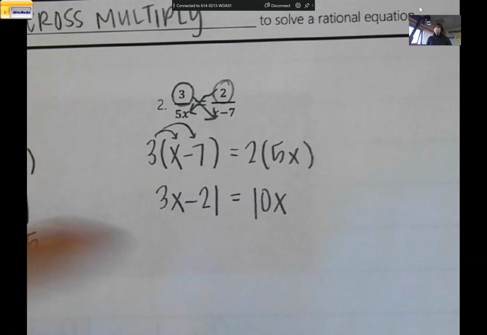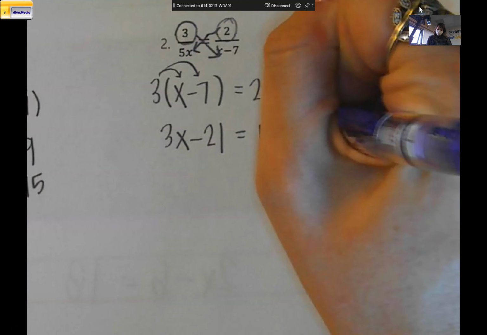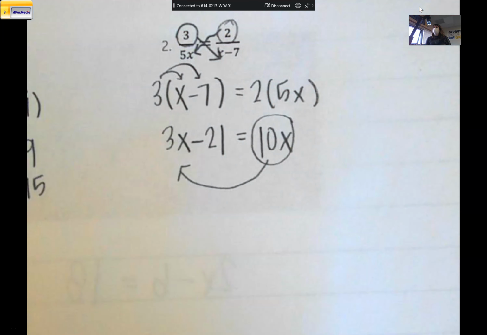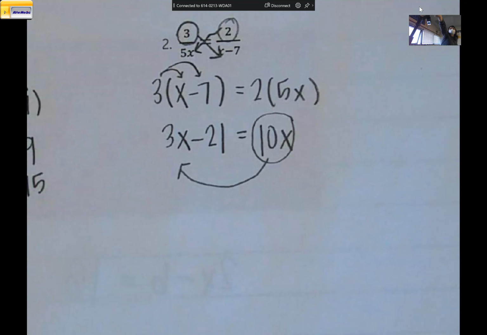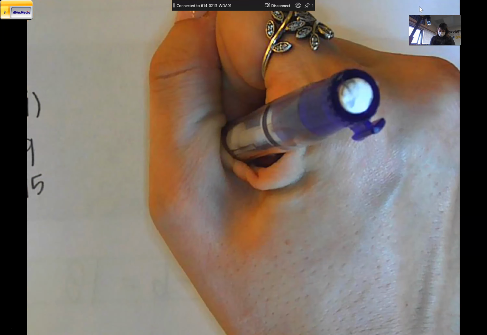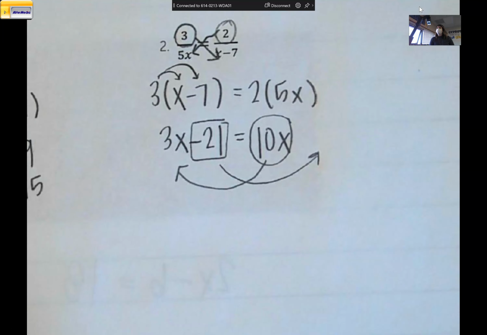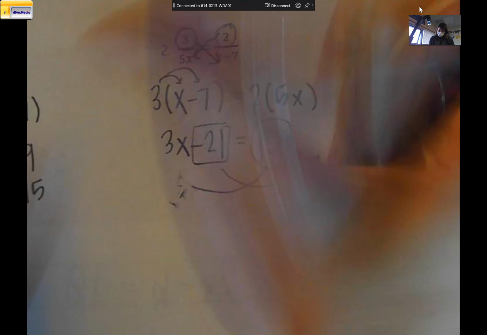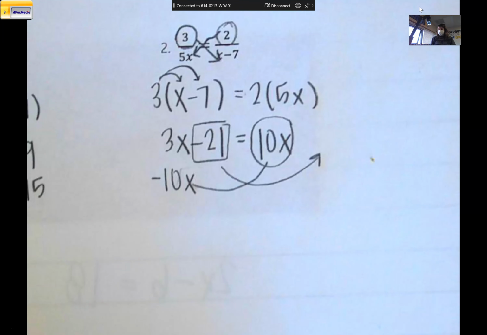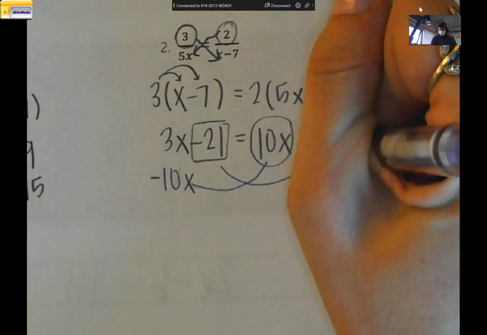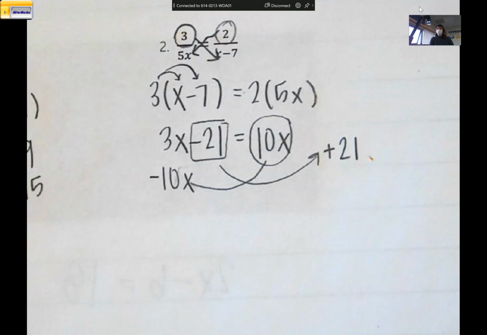Okay. Same thing as last time. I want to take these letters, and I always like to move them to the left. You don't have to. We could move the 3x to the right-hand side, but I just like to do the same exact thing every time so that I don't forget. And I have to move this 21 over to this side. So I'm going to have 3x minus 10x. And on this side, there's no number for me to add to. So I'm just going to write down plus 21 over here on the right-hand side.